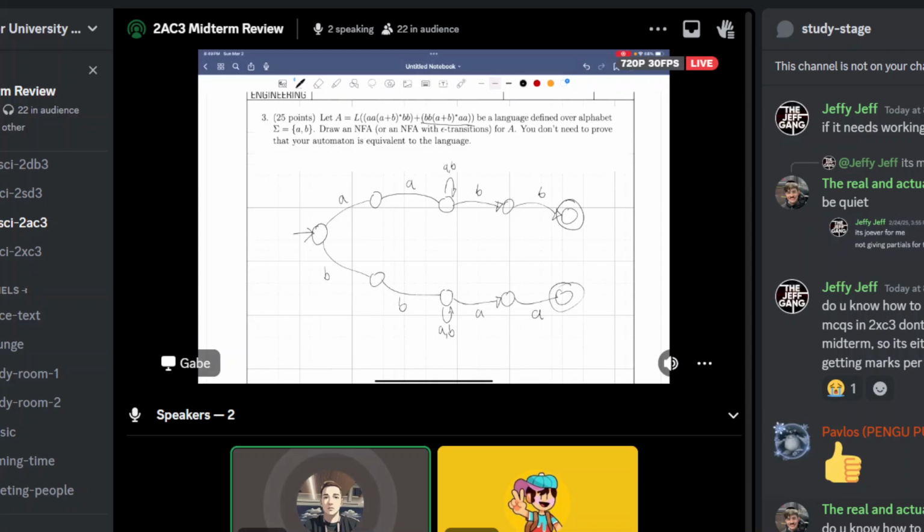You would get marks per each. Okay. They're yapping about the multiple choice grading scheme.